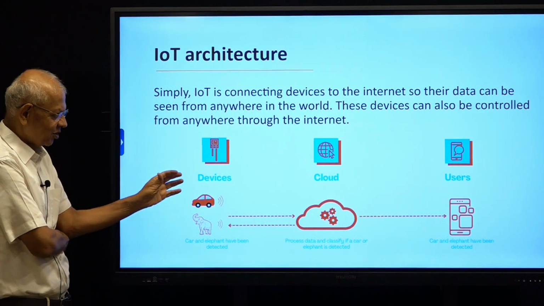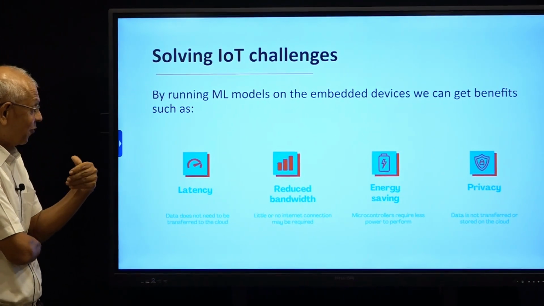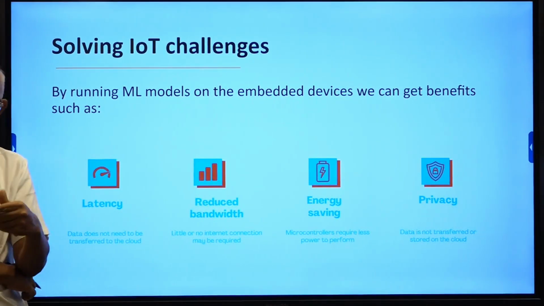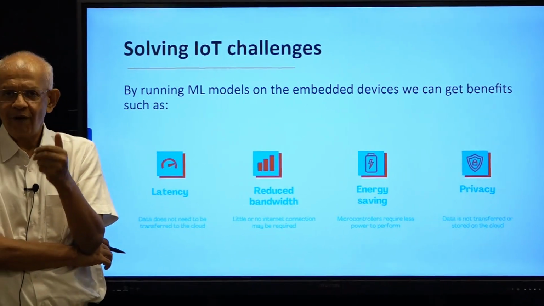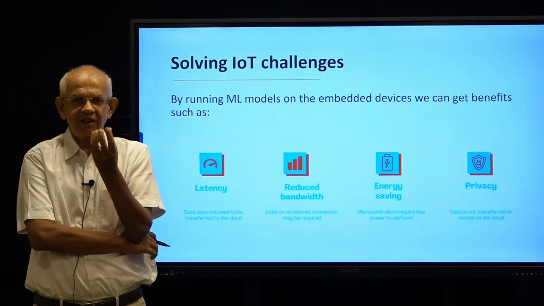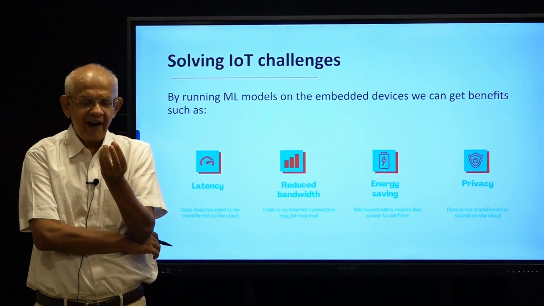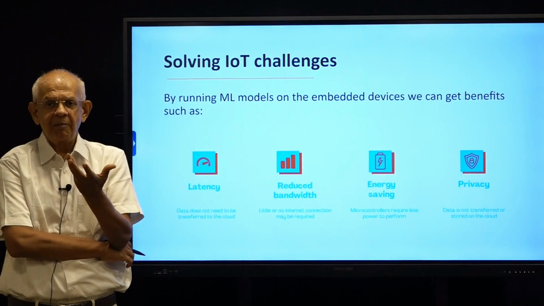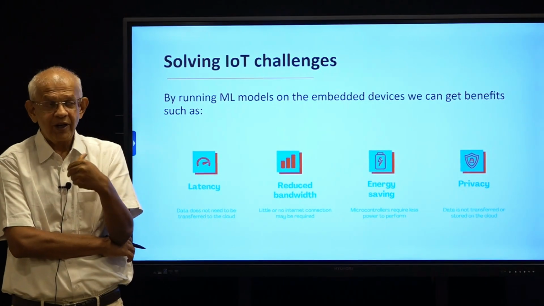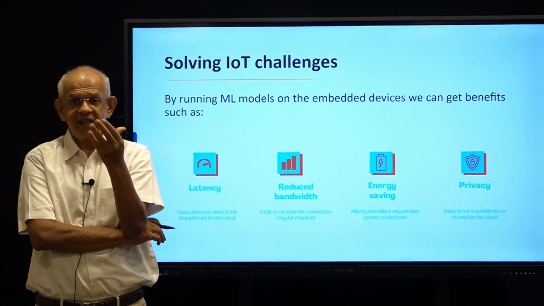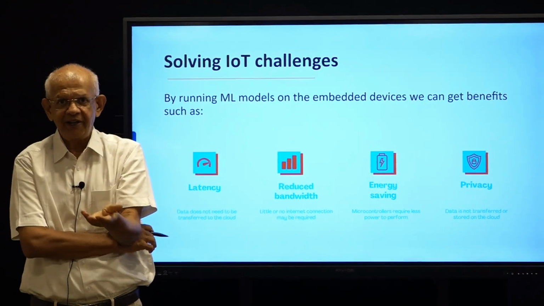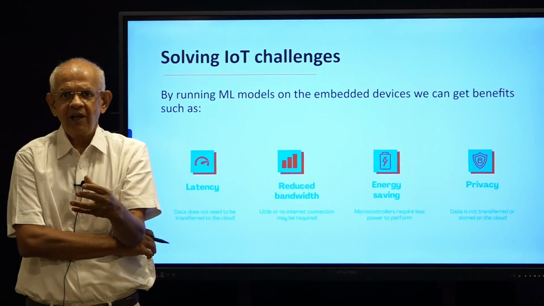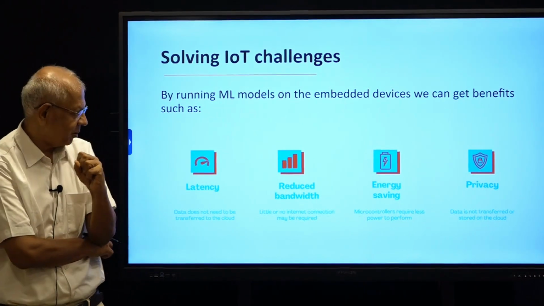Now, let us go to the next slide to see the consequences of this kind of architecture. The first consequence is latency. Obviously, there is latency because the device is only capturing the image, hearing the sound or sensing what is happening, but it has no intelligence. So, it has to send it to the cloud. So, obviously, there is delay, and delay is called latency. So, the reaction time of the device would be very limited and that would cause problems.